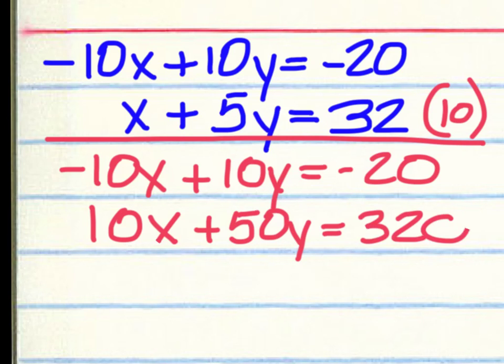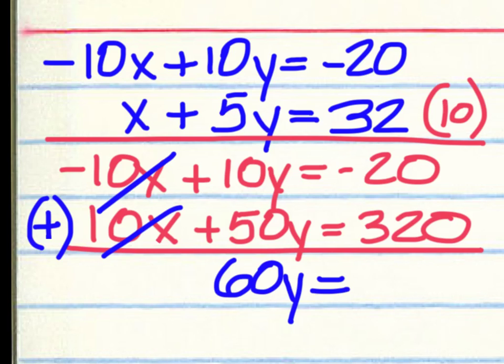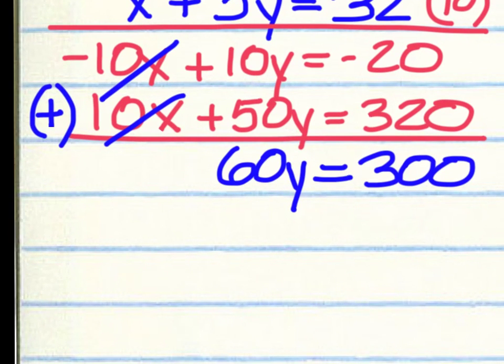Now I have a negative and a positive. What's the operation I need? We're going to have to add these together so that the negative 10, positive 10 will cancel out. And then you'll end up with 10 plus 50, which is 60y. And then you'll have negative 20 plus 320, which would be 300. So now you can see it coming together here. Divide 300 by 60, and you'll get 5.